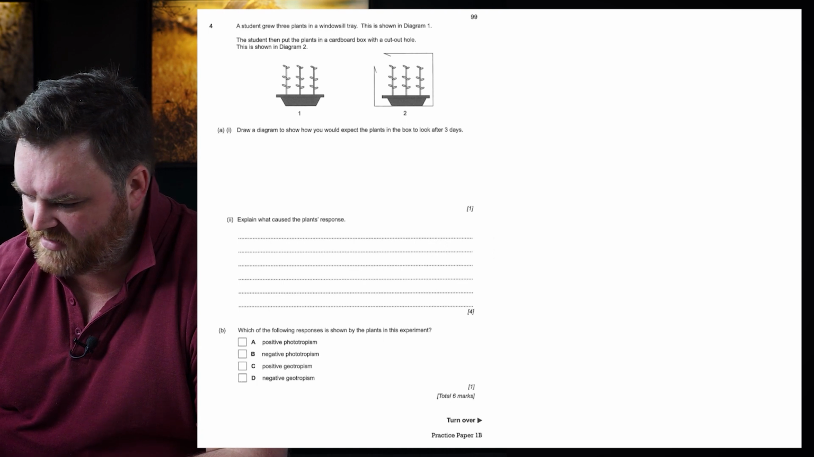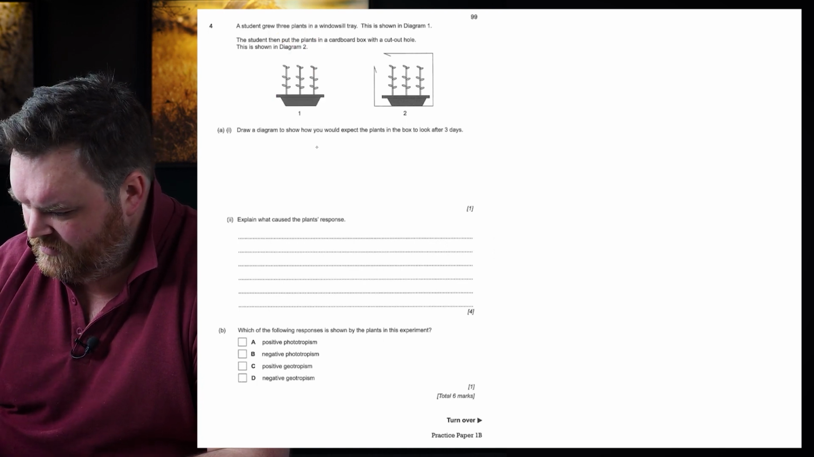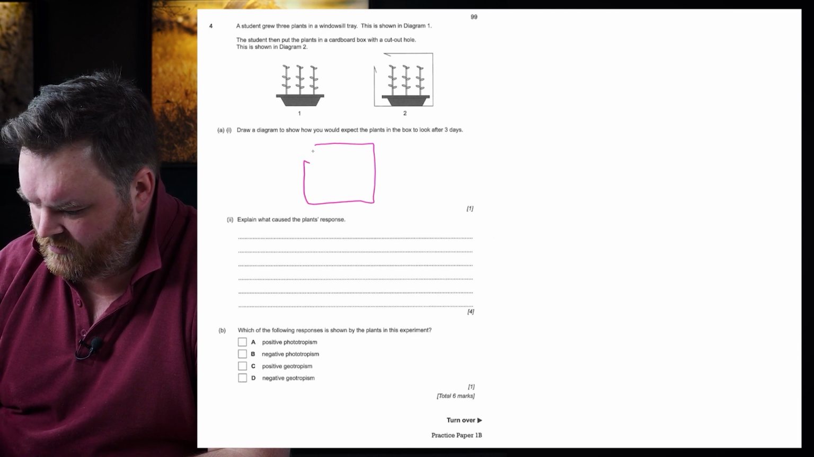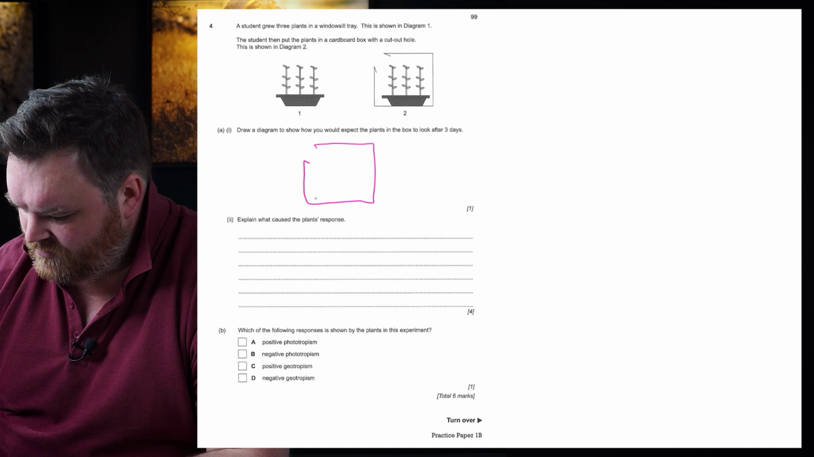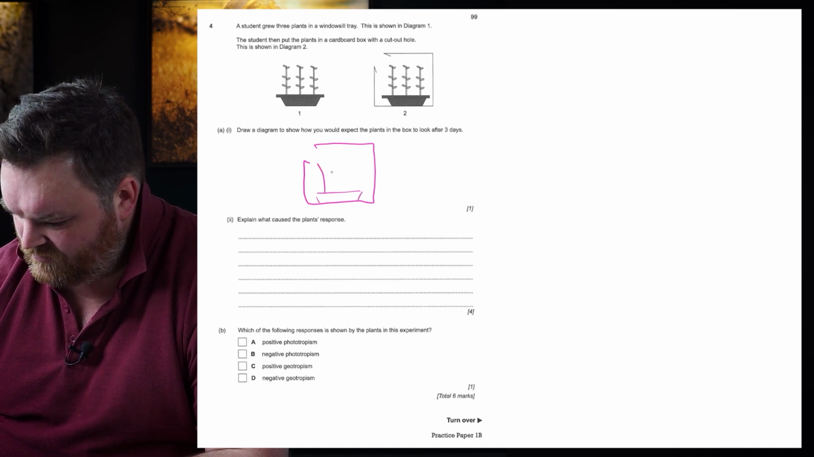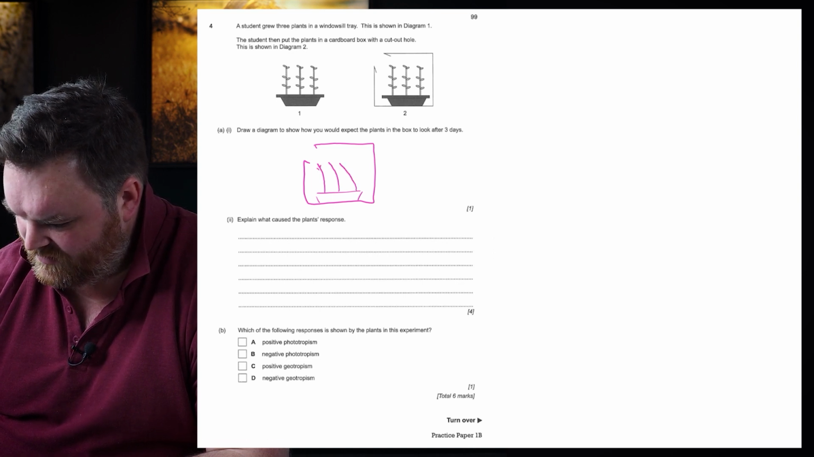So we've got to do some sketching. So we're going to need our box with the cutout hole. And then we've got our tray down the bottom and our shoots, which would have grown towards that light. Something like that. Put some leaves on there for good measure.